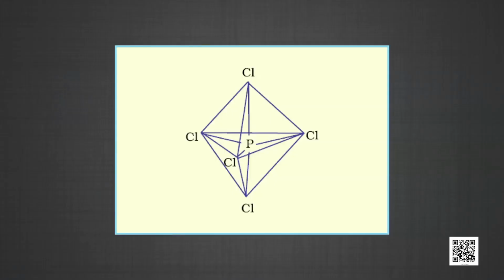In PCl5, the 5 sp3d orbitals of phosphorus overlap with the singly occupied p orbitals of the chlorine atoms to form 5 P-Cl sigma bonds. The 3 P-Cl bonds lie in one plane and they make an angle of 120 degrees with each other. These bonds are termed as equatorial bonds.